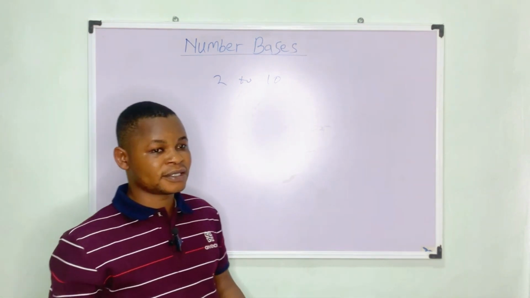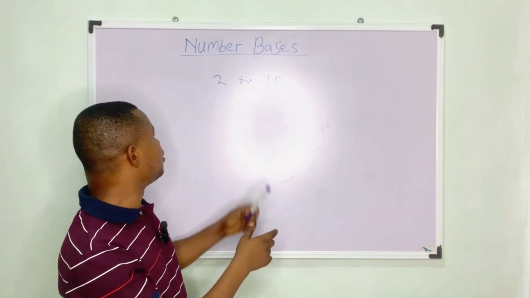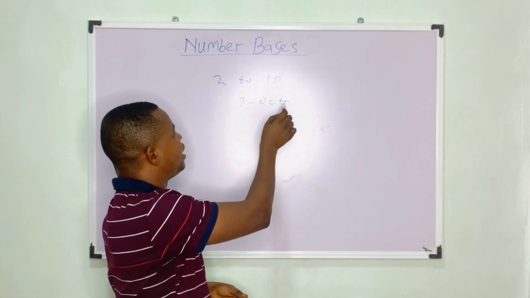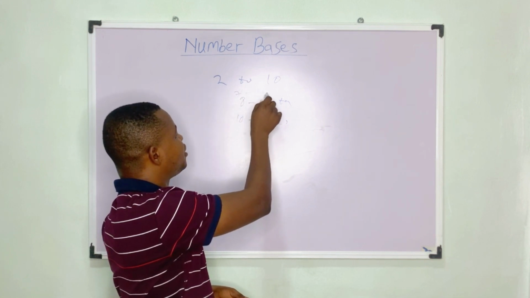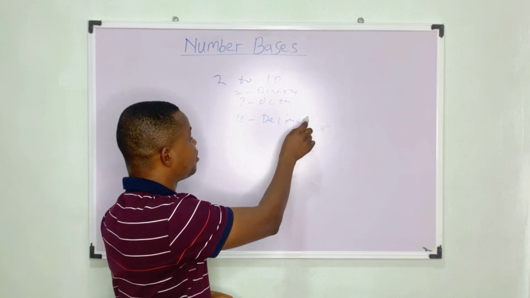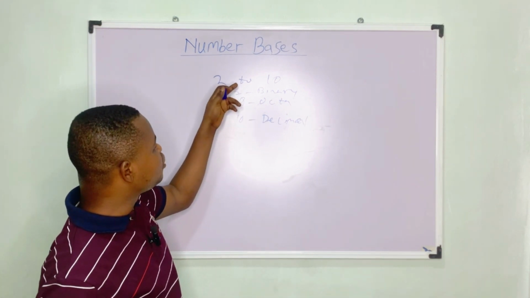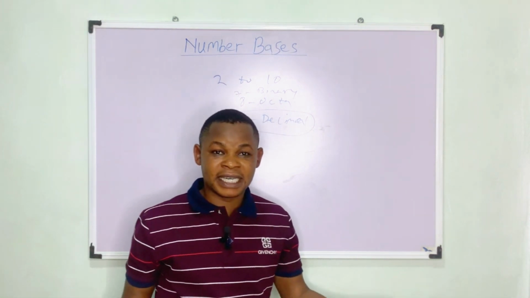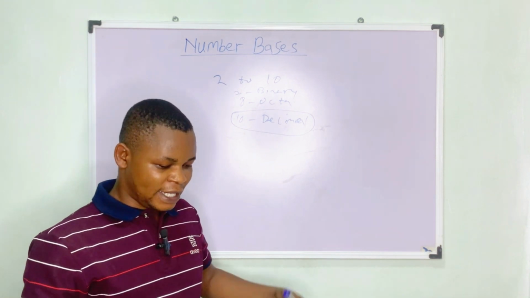Looking at number bases, the most commonly used are base 2, which is the binary system, base 8, which is the octal system, and base 10, which is the decimal system. These are the most widely used bases, and we use base 10 in our day-to-day arithmetic activities. So let's get started.